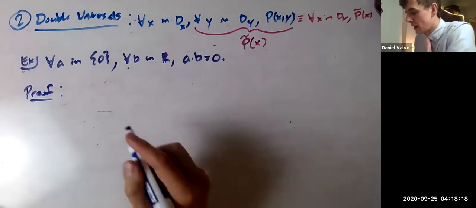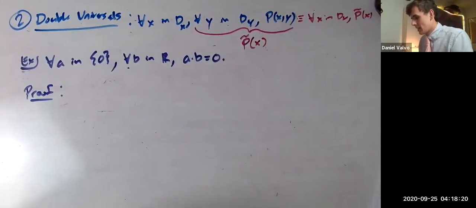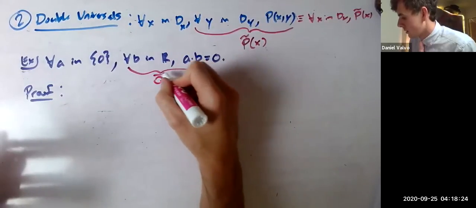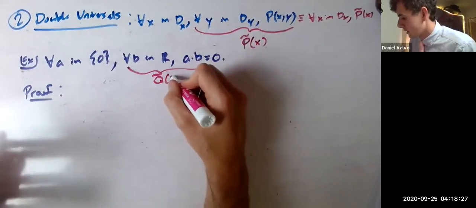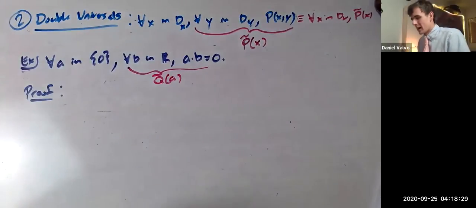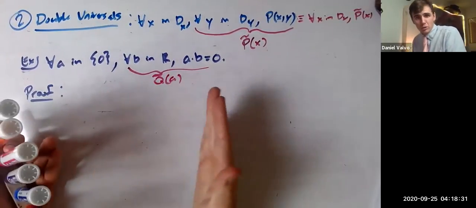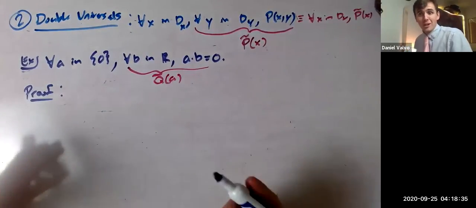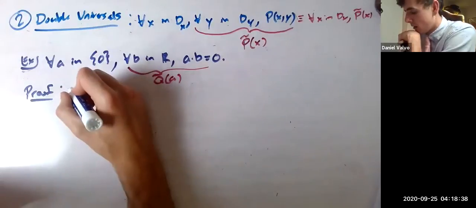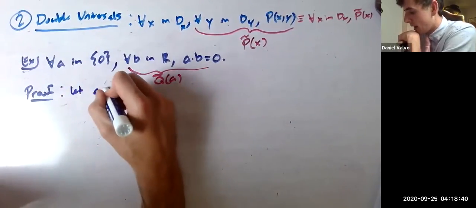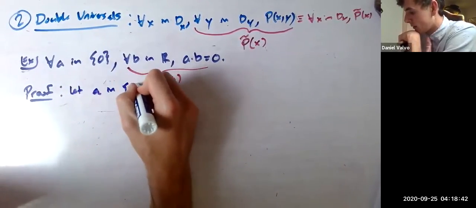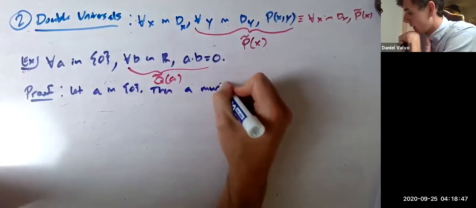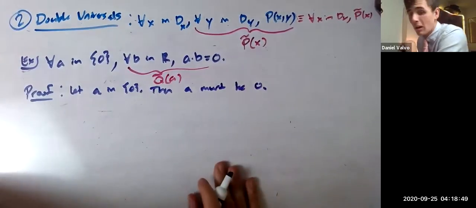And here's the proof for it. So once again, I'm going to call it Q squiggly of A. So the predicate of this universal statement is Q squiggly of A. And so to prove for all statements true, we have to use method of exhaustion. So let A in {0}, then A must be 0.